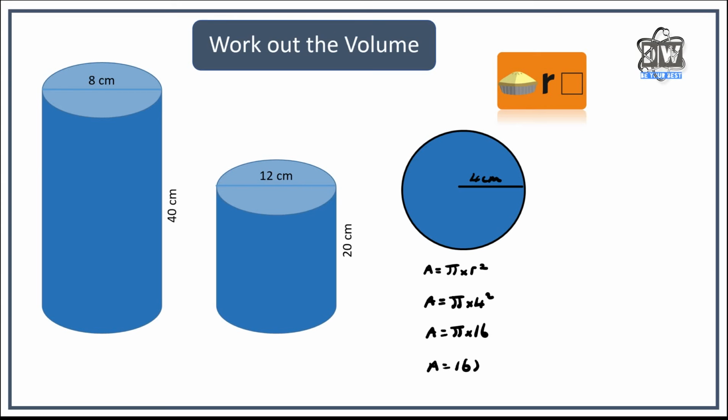So all we're going to do now is take that and times it by our 40. So let's write that over here. Volume equals 16 pi times 40, and that gives us volume equaling 2010.62 centimetres cubed. So definitely, if you didn't pause the video already, give the next one a go on your own.